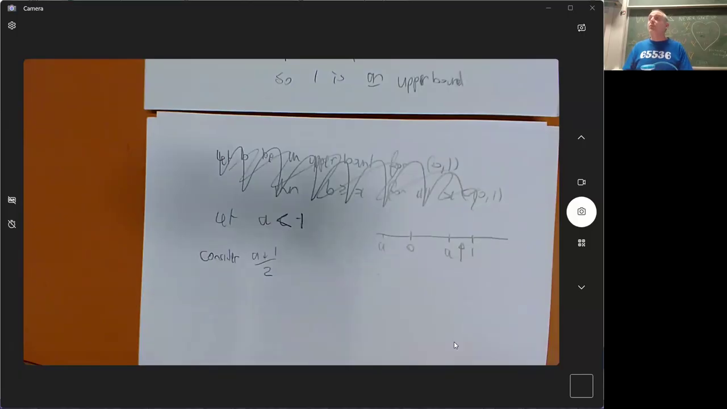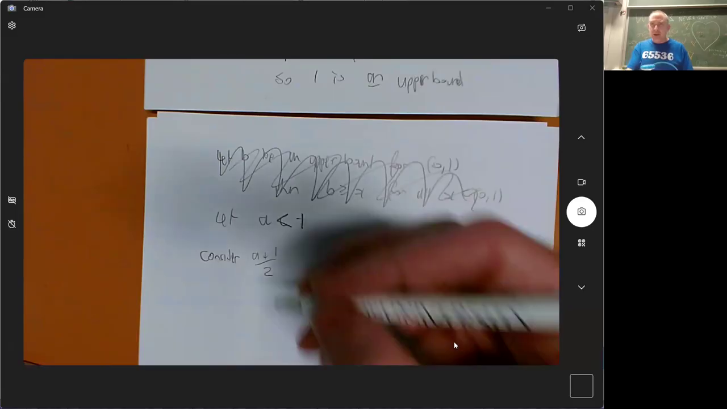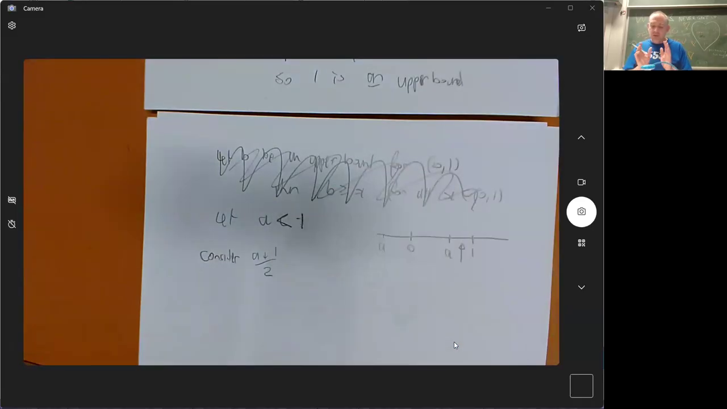I might have to do two cases. But there's some element in the set that's bigger than it. Yeah, that's okay. a plus 1 over 2 might not be in the set, but there'll be another bigger bound. But it just occurred to me that if a was negative, then every number in the set is more than it, and so it's not an upper bound. So, you're right. You could say consider the number b, which is the maximum of a plus 1 over 2 and 0, if you really wanted.